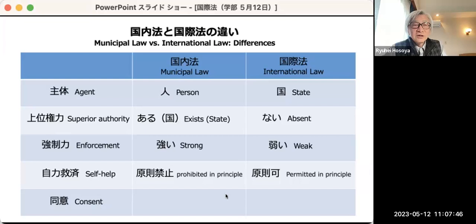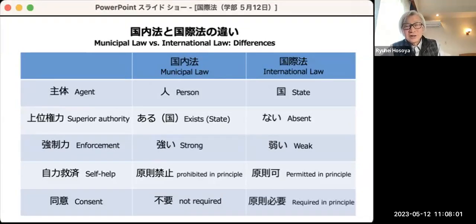So municipal law does not require consent by the person or by the legal person. Whereas in international law, it is required. The state, if it doesn't want to be subject to a certain treaty, it doesn't have to be. You need consent by the state to apply the big part of international law to the state. 同意しない国際法には縛られないんですよね、国家はね。これ例外はあるんですけど、もちろんね。非常に基本的な2つの法体系の違いを今、類型的に申し上げました。Okay. Any questions up to here?